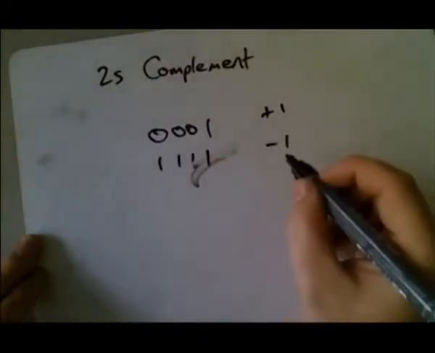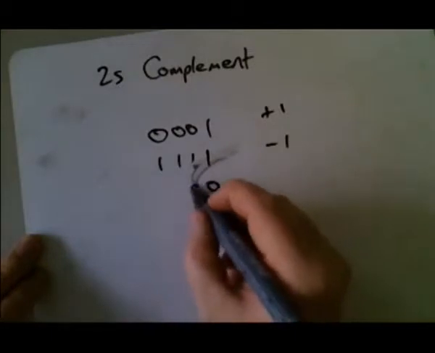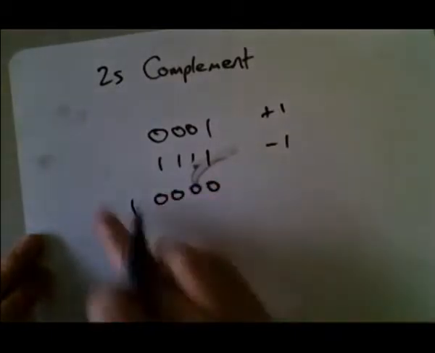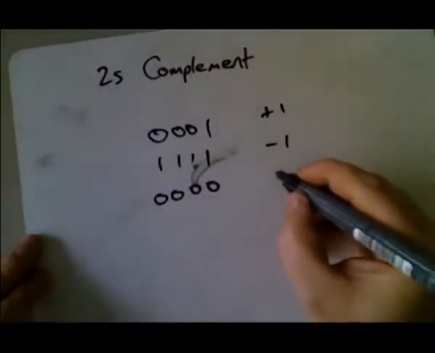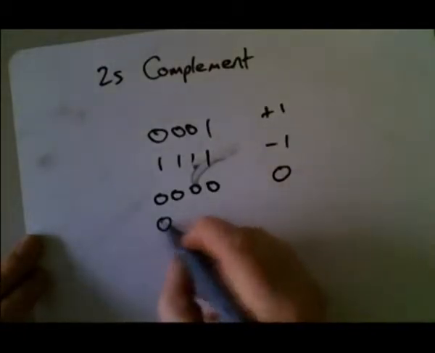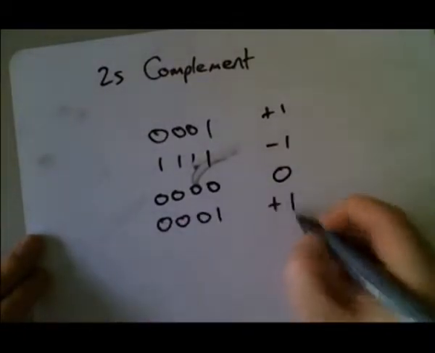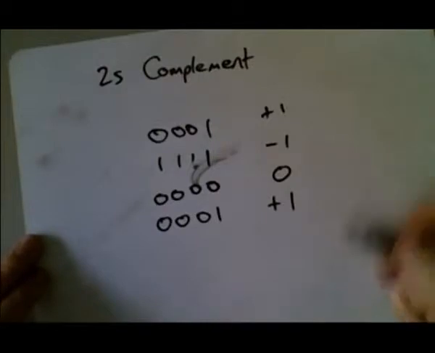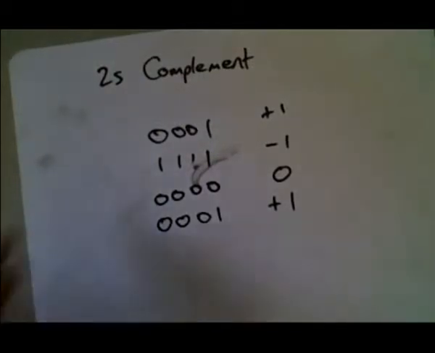And then if we add 1 to that number, ignore the overflow, we get 0. And if we add 1 to that number, we get plus 1. And that works. Okay. What it does do, though, is it slightly unbalances the range of numbers.